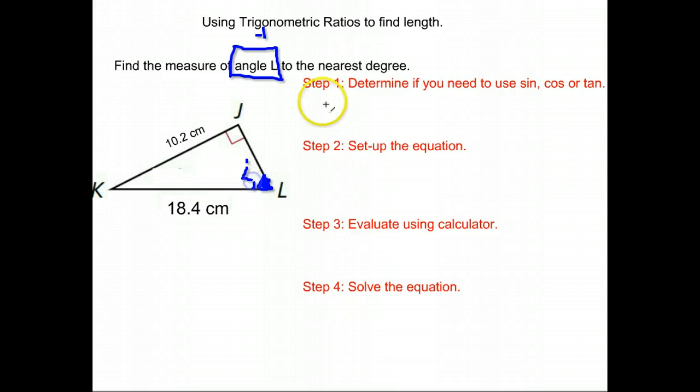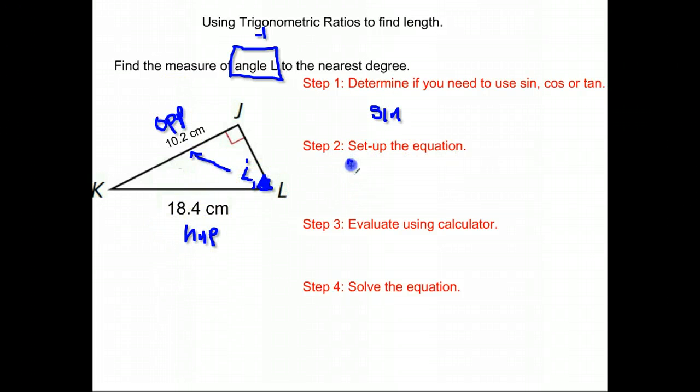Okay. What do we need to use? Sine, cosine, or tangent? Well, for this angle, here's the hypotenuse. We have the hypotenuse and the opposite side for that angle. Here's the adjacent side. It was not labeled. We have the opposite and hypotenuse. What uses opposite and hypotenuse? Is that sine, cosine, or tangent? Hopefully you said sine, because sine is opposite over hypotenuse.